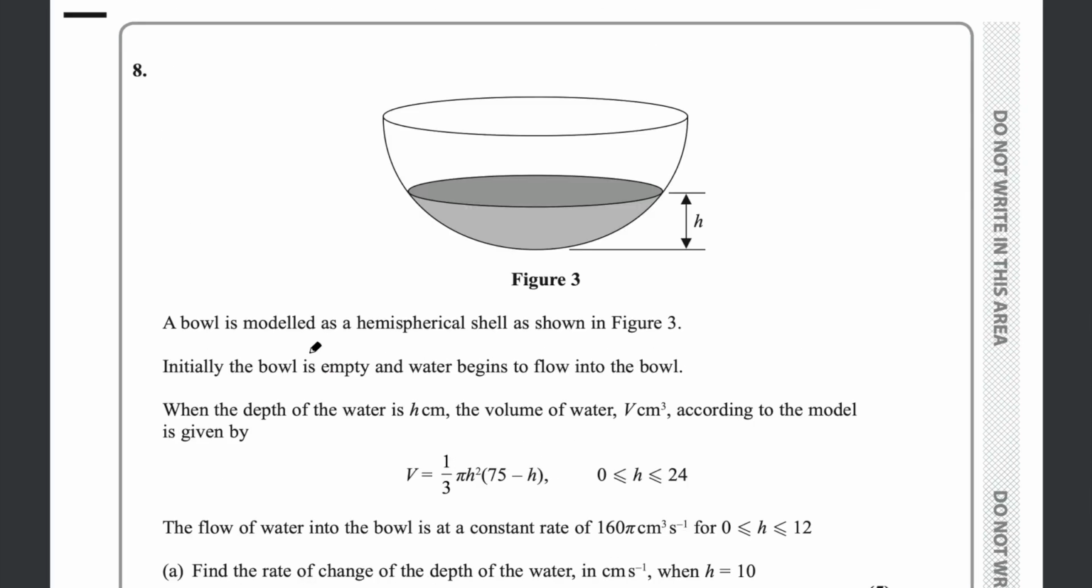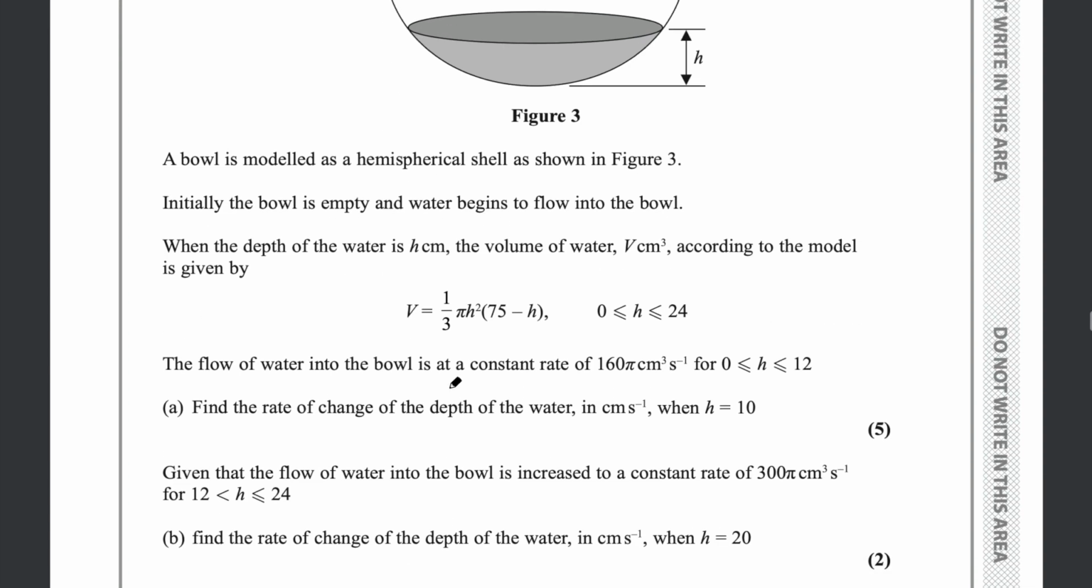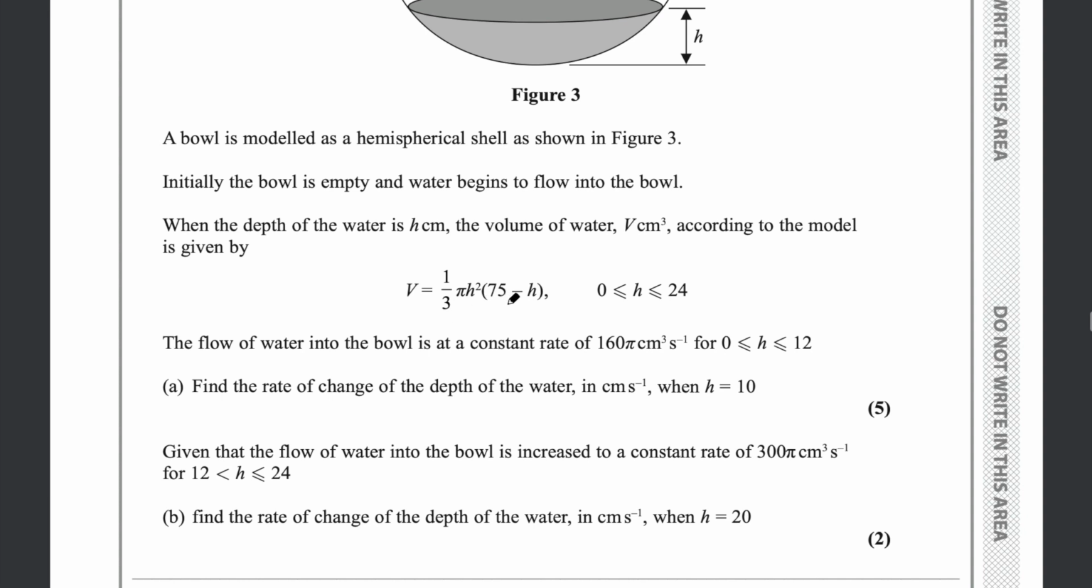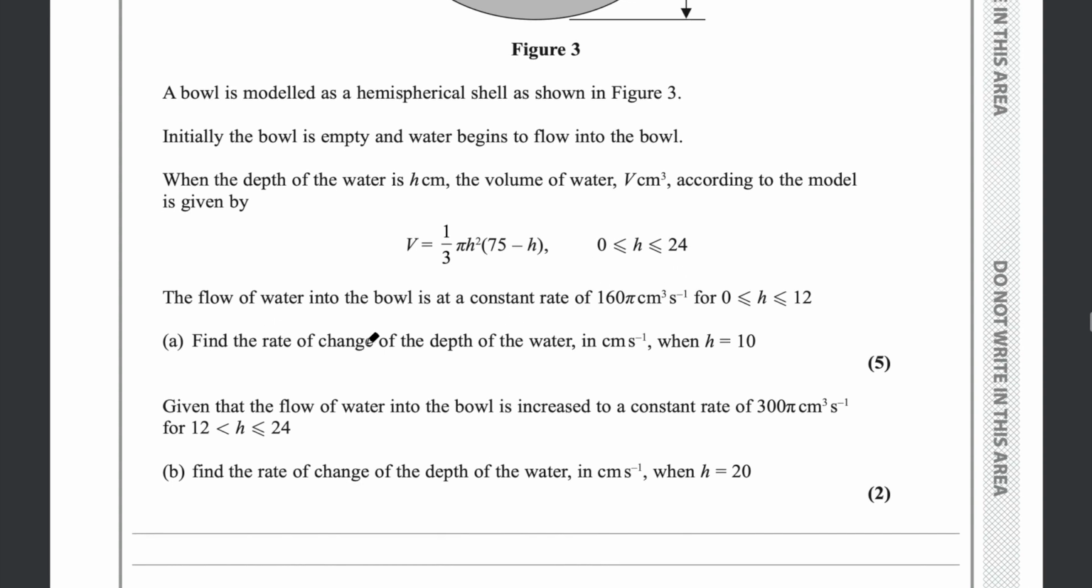Question 8 starts with a diagram and it says a bowl is modeled as a hemispherical shell as shown in figure 3. Initially the bowl is empty and water begins to flow into the bowl. When the depth of water is h centimeters, the volume of water V centimeters cubed, according to the model, is given by V equals a third pi h squared multiplied by (75 take h), where h is between 0 and 24. The flow of water into the bowl is at a constant rate of 160 pi centimeters cubed per second for h between 0 and 12.